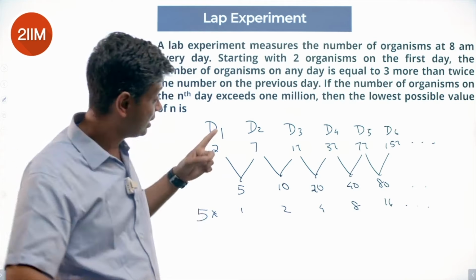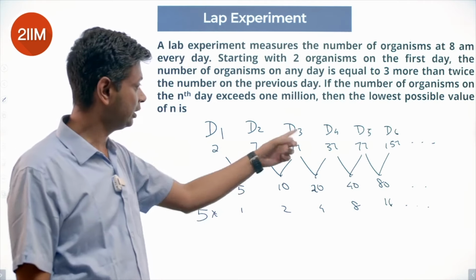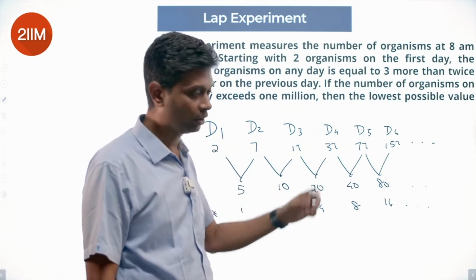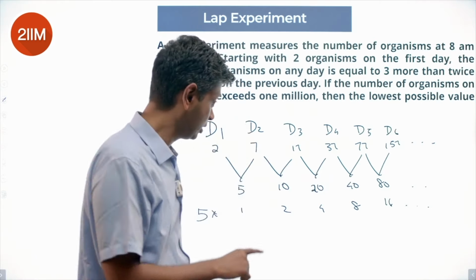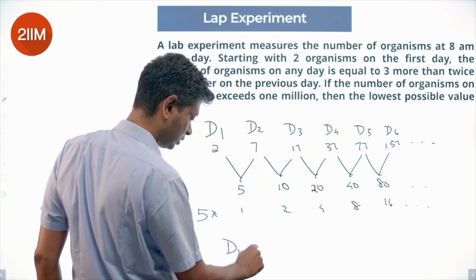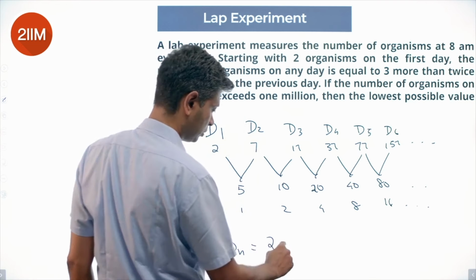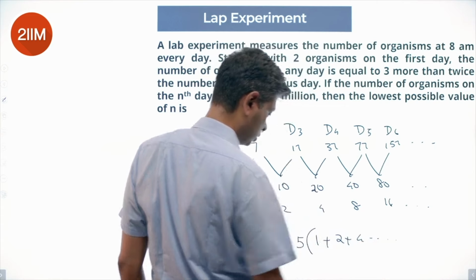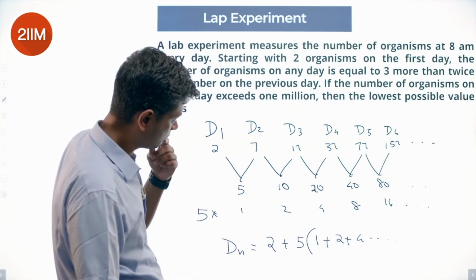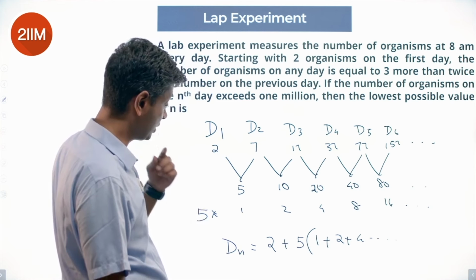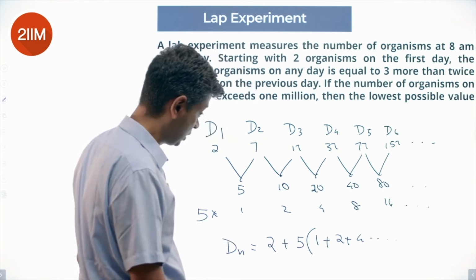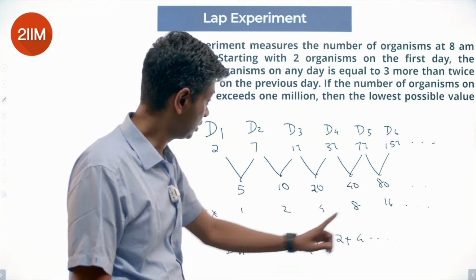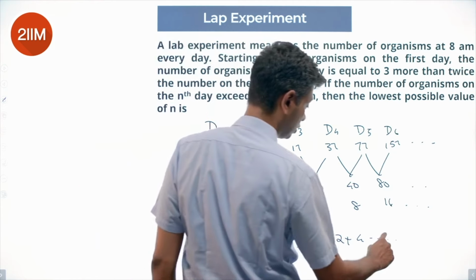Or I can say, D2 is D1 plus 5, D3 is D1 plus 5 plus 10, D4 is D1 plus 5 plus 10 plus 20, or I can say Dn equals D1, which is 2, plus 5 times (1 plus 2 plus 4 till...). How many terms am I adding? For D2, I'll add only one term. For D3, I'll add till 2. For D4, I'll add till this point. For Dn, I'll add till 2 power n minus 1.